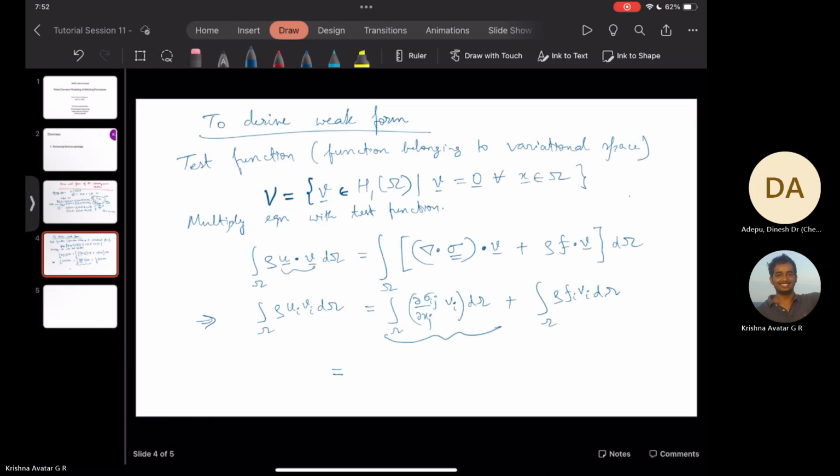Okay, I think one of the better ways is to go something like this: this is equal to sigma_ij v_i, partial with respect to x_j, minus sigma_ij partial v_i by partial x_j. We can do this, right? It's like you take everything inside and then subtract the other part. This is one way of doing things.